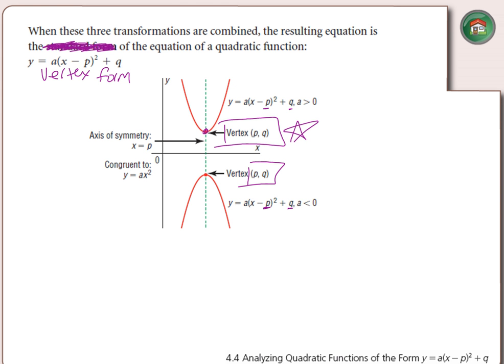It doesn't matter if it opens up or down, that's an a value, but the vertex is always right at (p, q). And our axis of symmetry, all you've got to do is take what's inside, x minus p equals 0. Oops, x equals p. That's how we find the axis of symmetry. It goes right through the x-coordinate of the vertex.